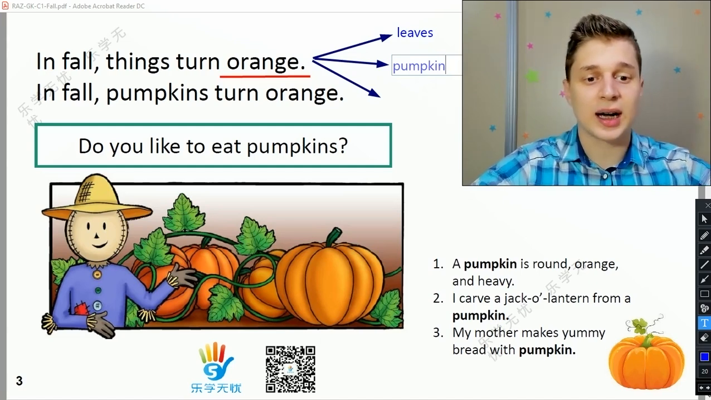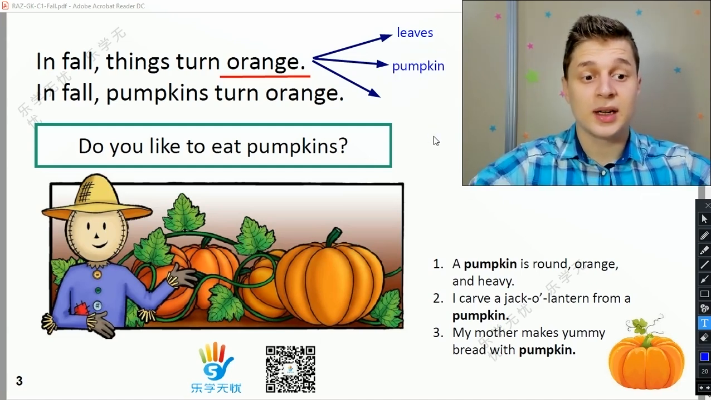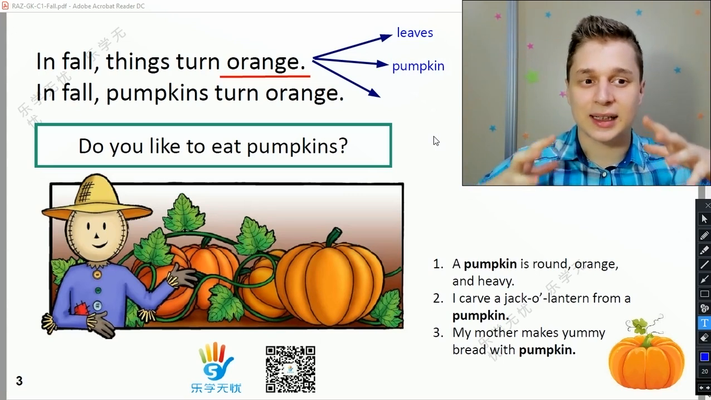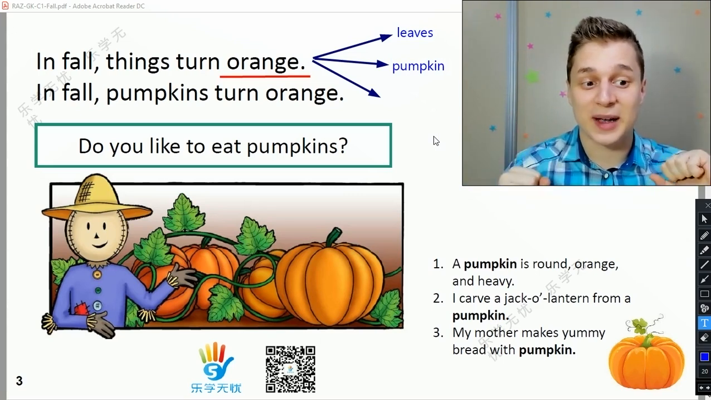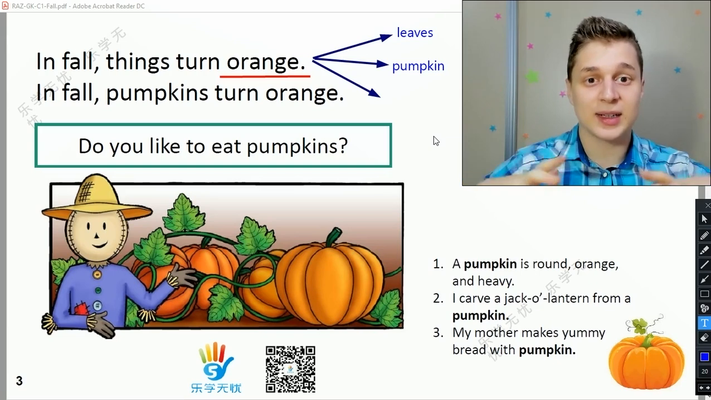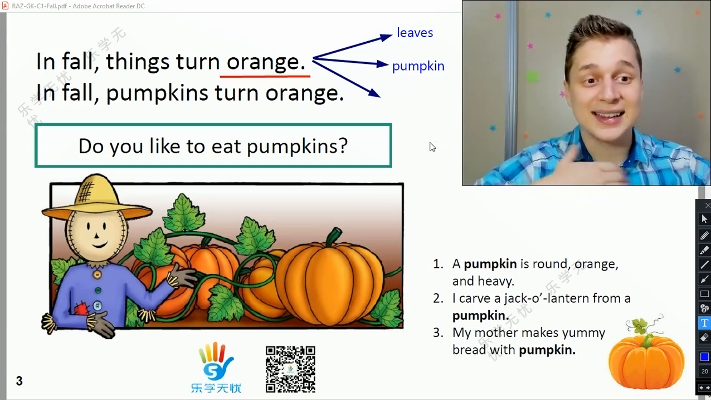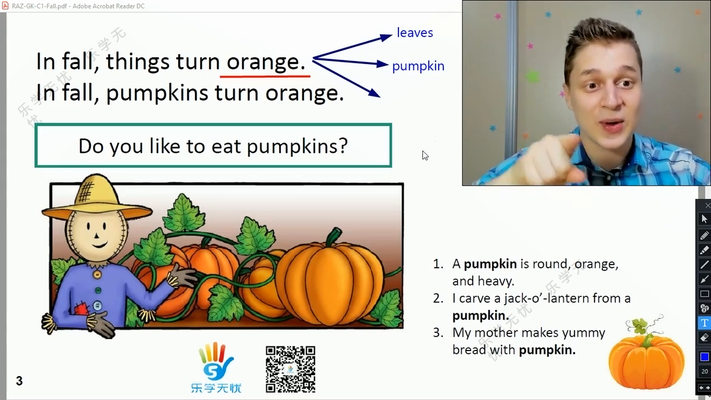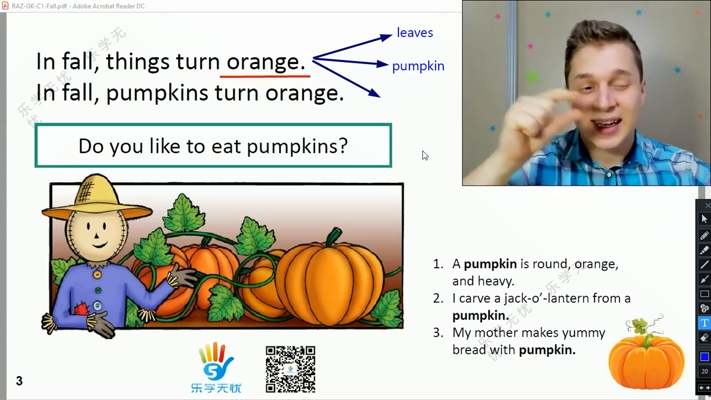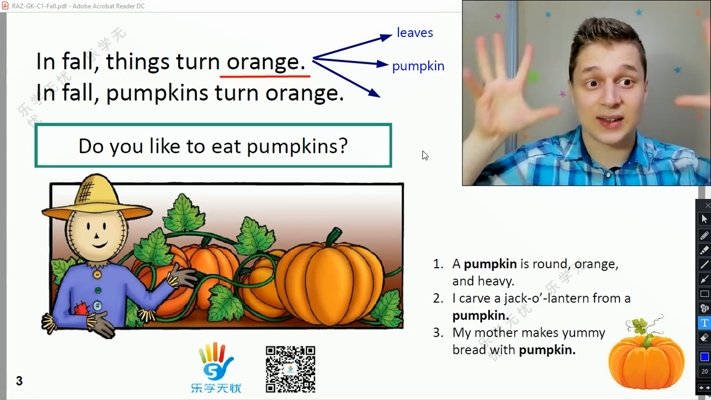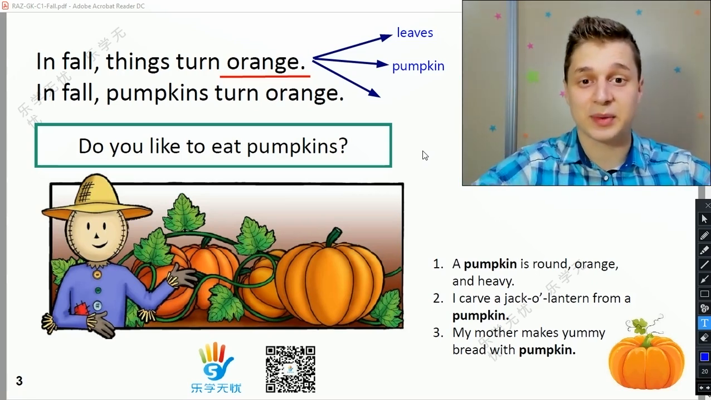It's a special kind of vegetable that looks a little bit like an orange watermelon. It's big, it's round, it's heavy, it's full of pumpkin seeds. I like to eat pumpkin seeds. What about you? They're tiny, and there's a lot of them inside a pumpkin.